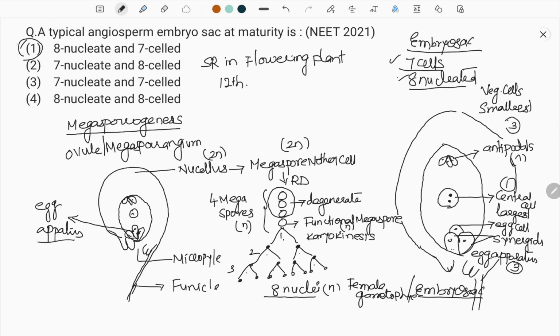Remember, it is a very important question. You should know the position of the cells also. You should know the number of cells, number of nuclei, how many mitotic divisions took place here, how many times. If you know all this and observe very carefully, you can do such type of problems without any difficulty.